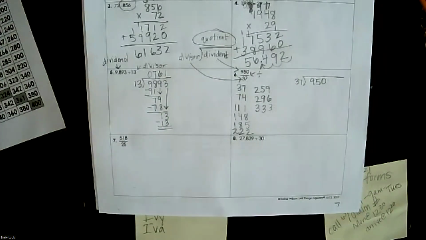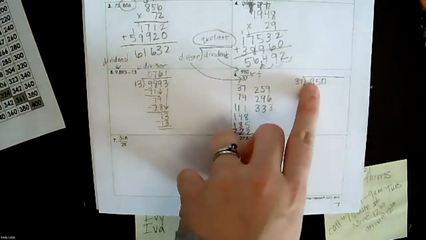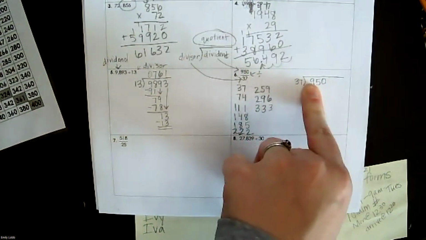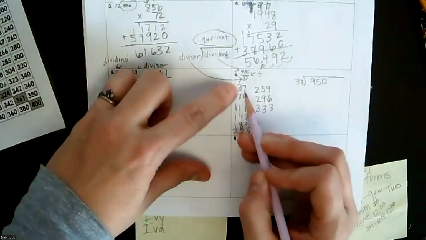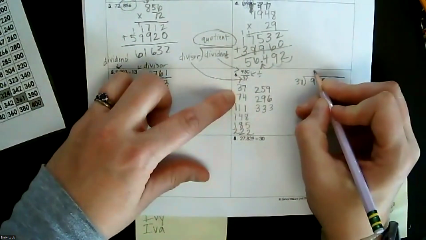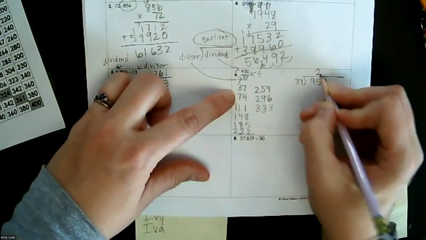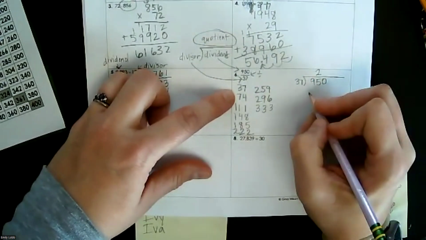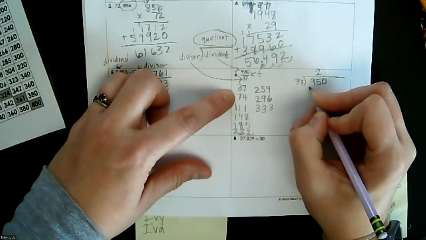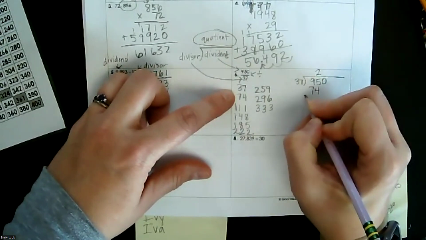So now we can totally do this. Can 37 go into 9? No. Can it go into 95? How many times? Just 1, 2 times. So I'm going to put a 2 here. 2 times 37 is 74.